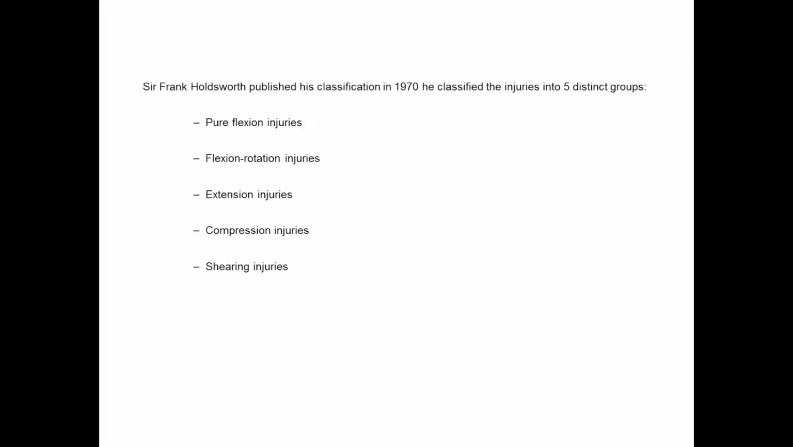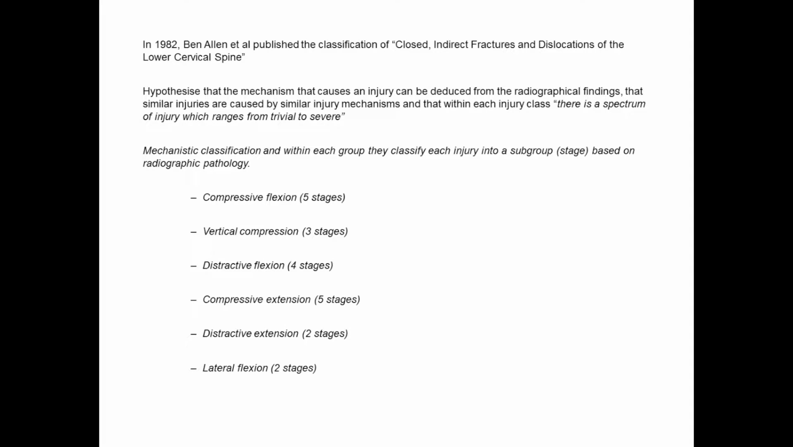So there's a couple of classifications which were brought forward. I'm not going to spend too much time on these. Holdsworth was the first to bring a classification in 1970. He classified them into 5 different groups, which is your flexion injuries, flexion rotation, extension, compression, and shearing. Then Allen came out in 1982 with his classification. This is a mechanistic classification. Once again, it's focused on the mechanism of injury. He had varying groups, all subdivided into different stages. He had a compressive flexion group, vertical compression, distractive flexion, compressive extension, distractive extension, and lateral flexion.